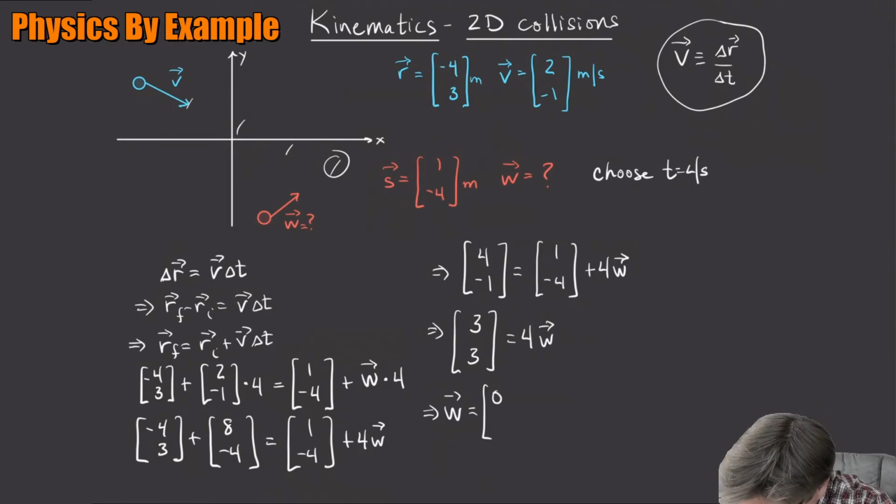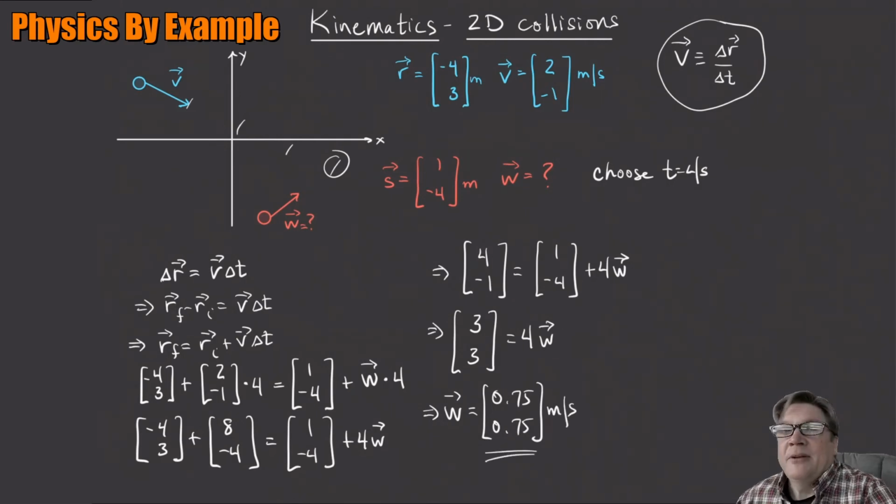So that's 0.75 meters per second. There we go. So if I launch something, there's my vector. If I launch something at 0.75 and 0.75, 0.75 in the x, 0.75 in the y, then after 4 seconds, I will intercept that blue thing. Bang. That's what this is really telling me. Okay, very cool.